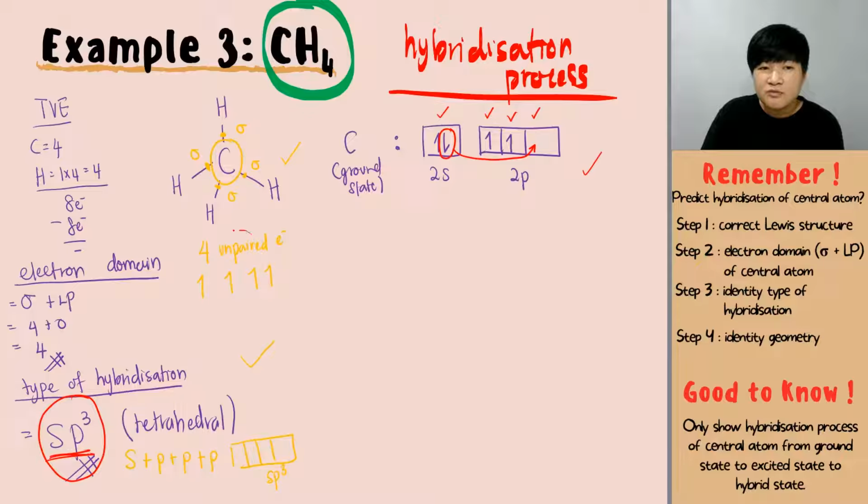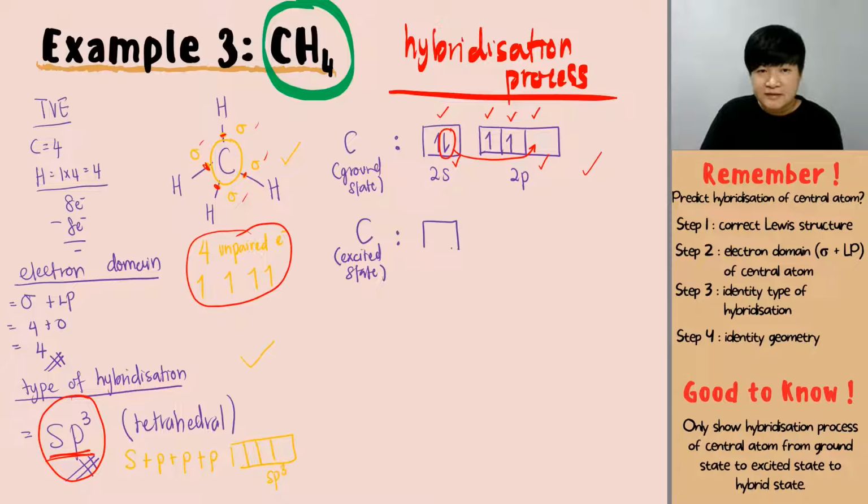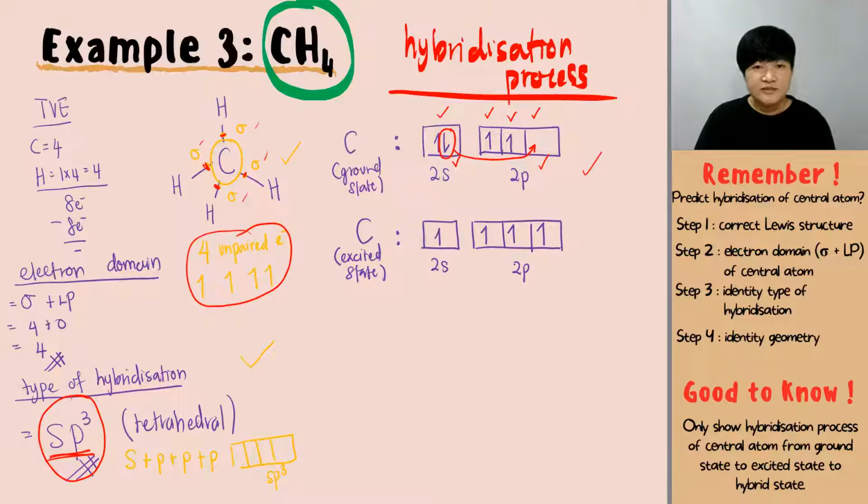And guys, why do we need to excite? Remember the 4 sigma bonds that I said just now, where the carbon needs 4 unpaired electrons. Alright? So we are going to excite the 2s electron into the 2p orbital. So the excited state of the carbon in this molecule shall look something like this. The 2s will have 1 electron left, and then the 2p will have a new friend. Okay, so your 2p will have the original 2, and then 1 electron that is excited from the 2s. Can you see right now?